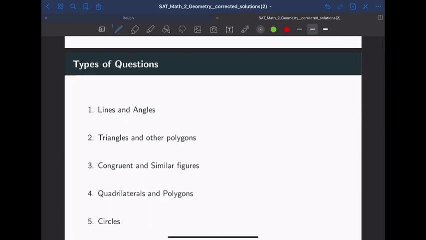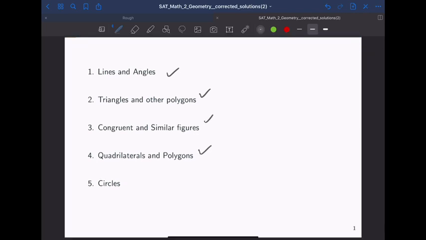We only have 5 different types of questions. We have a lot of different geometry questions on the SAT, but they can all be put into 5 subcategories: lines and angles, triangles and polygons, congruent and similar figures, quadrilaterals and polygons, and circles. These are the 5 major topics that the SAT geometry section will cover, and they're pretty easy and basic.